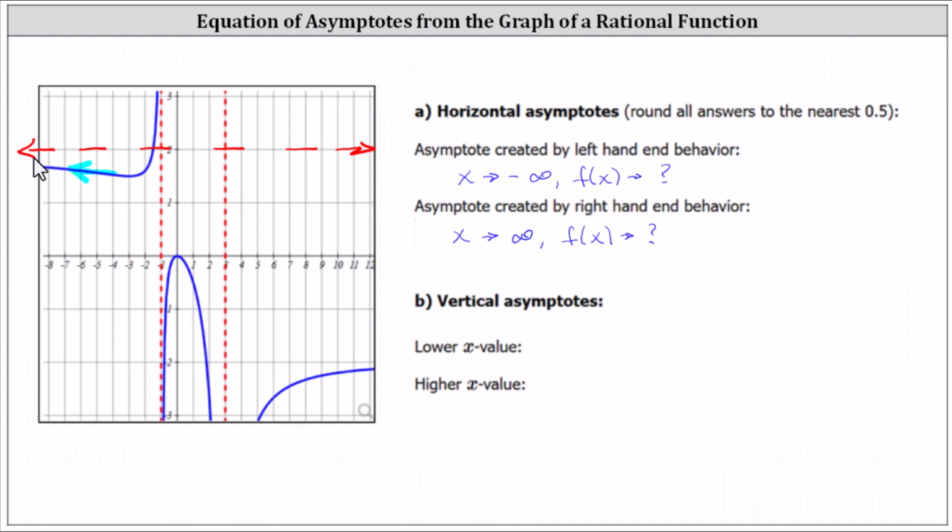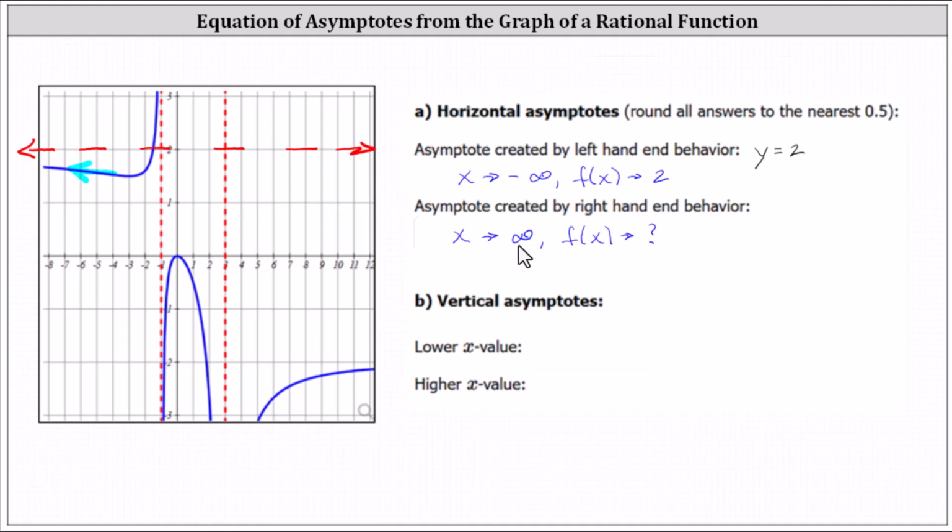Notice this is an example of a function in which the graph crosses the horizontal line. So again, the left-hand behavior is as x approaches negative infinity, f of x approaches positive 2, which indicates the horizontal line y equals 2 is a horizontal asymptote. And now let's determine the right-hand behavior.